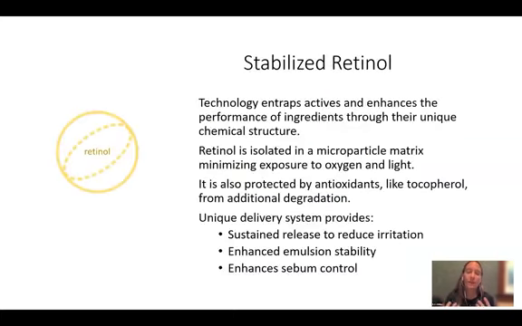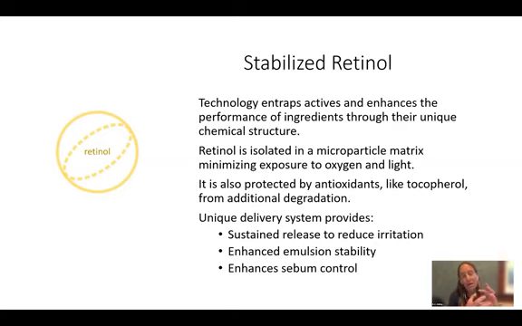So one thing that Nu Skin has identified is a vendor that has a stabilized retinol. So it's a retinol that's entrapped in a polymer encapsulation, and it has this unique chemical structure that makes it so that it is not exposed to oxygen or light. So even if it's put in a water-soluble formula, it's protected from that, and it's protected from light also. It also has some antioxidants associated with it, like tocopherol, that helps prevent it from further degradation.